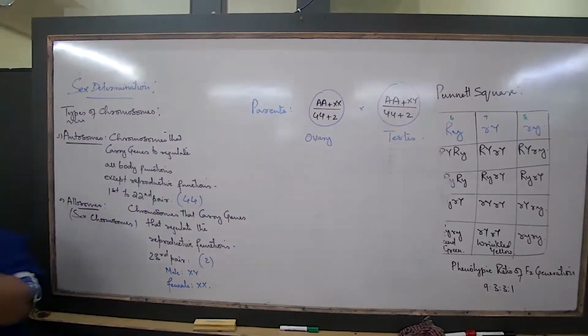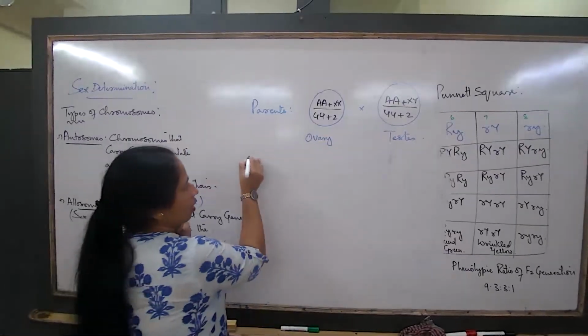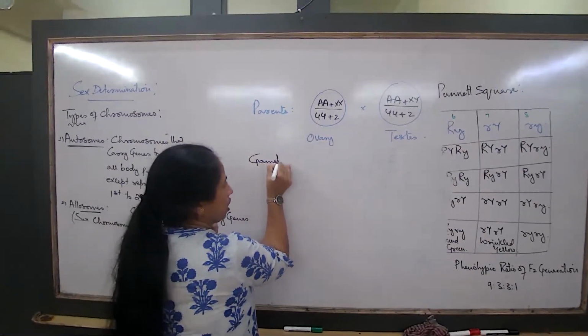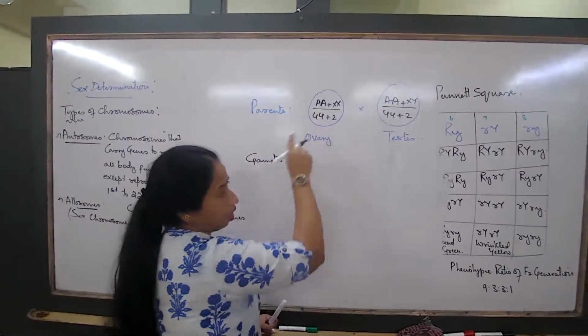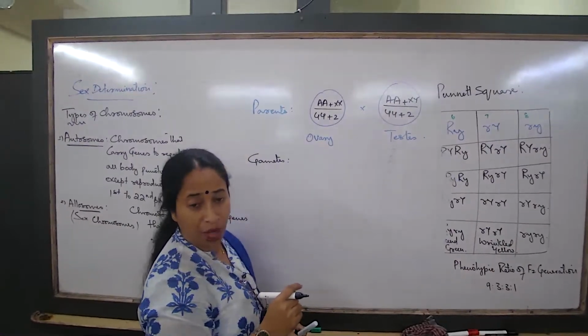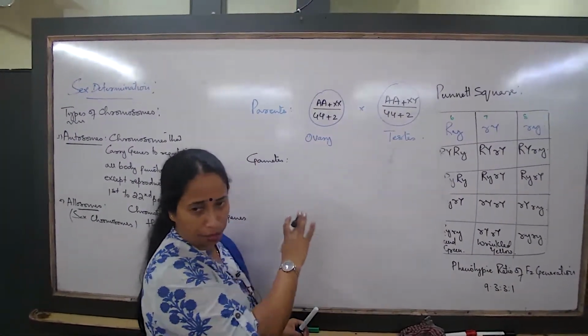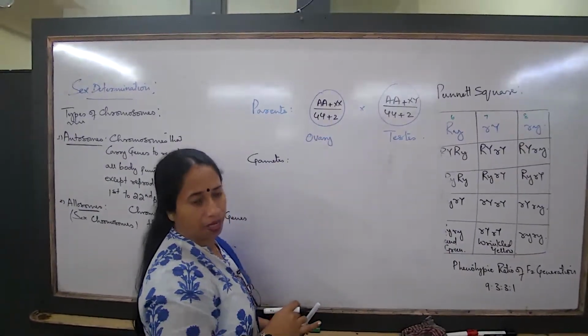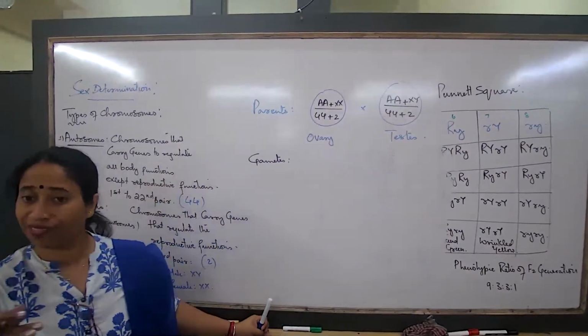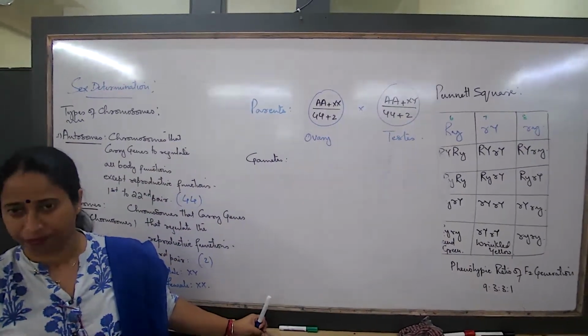Clear? Gametes. Gametes by the process of meiosis. Our ovary produces how many types? By meiosis, 4. Number is okay. Now we are not talking about number. The types. In the entire concept of genetics, more than the number, we are talking about the types.